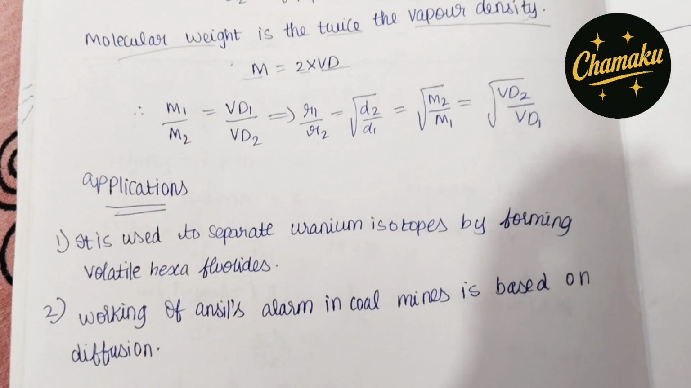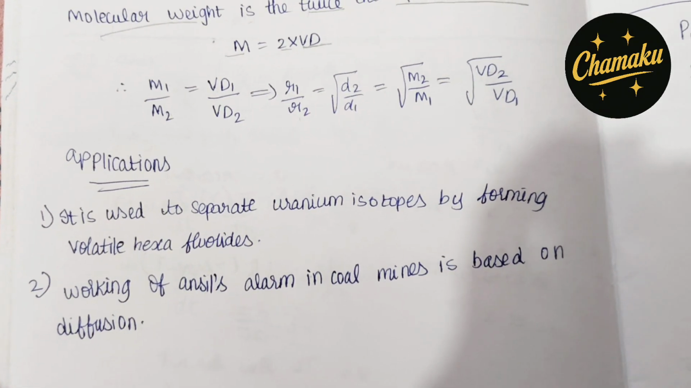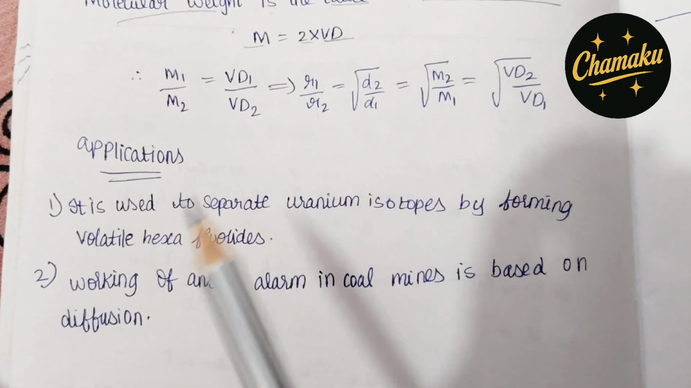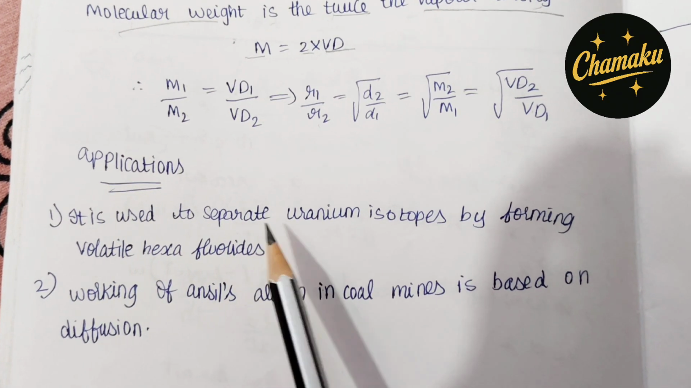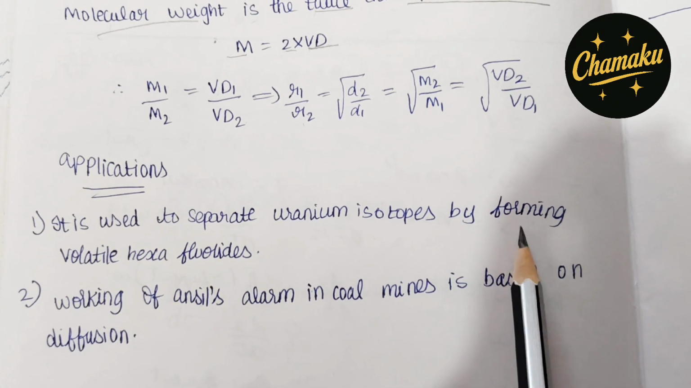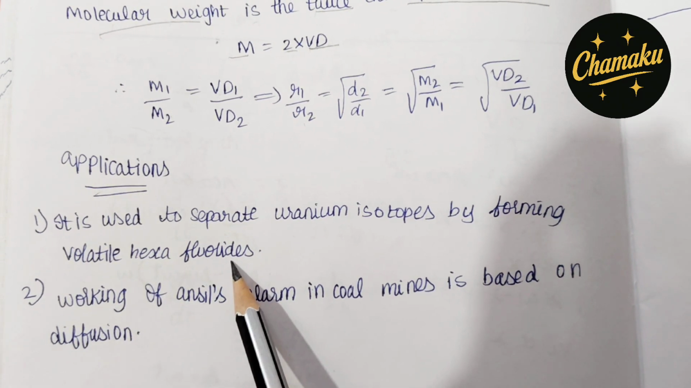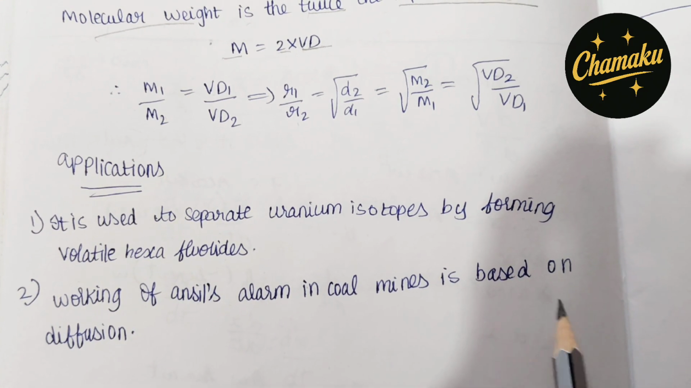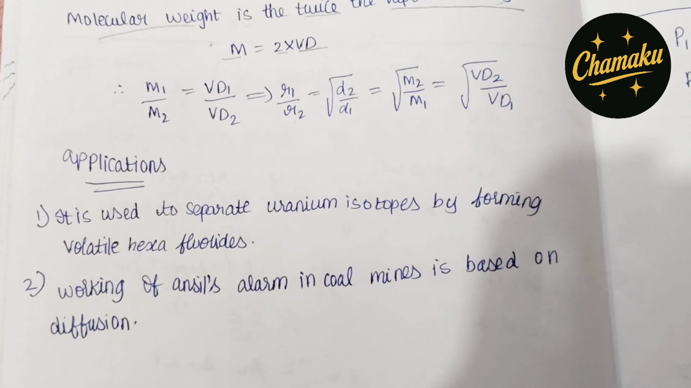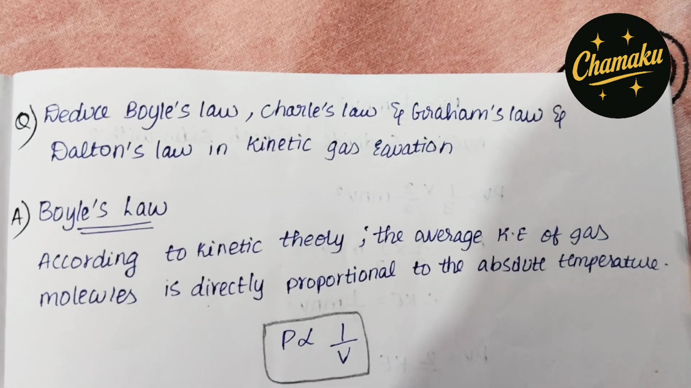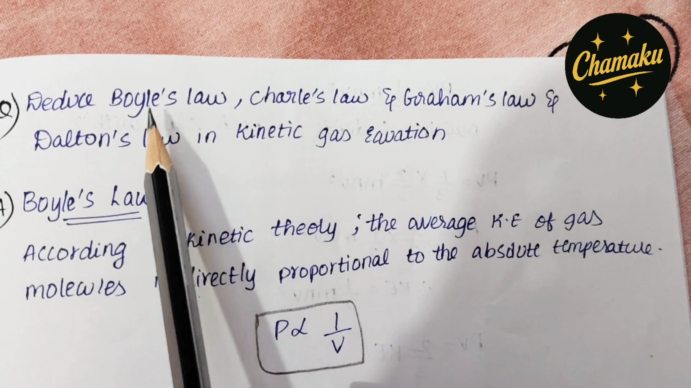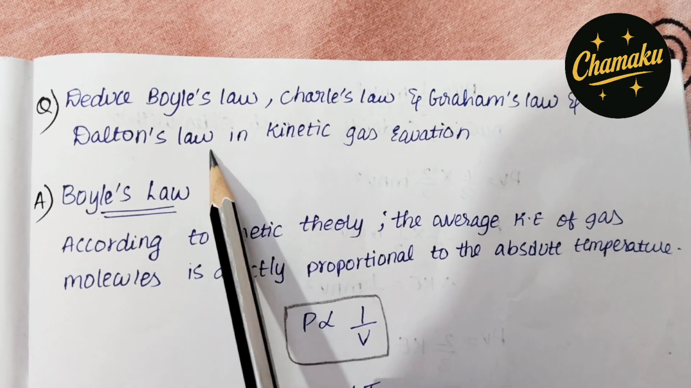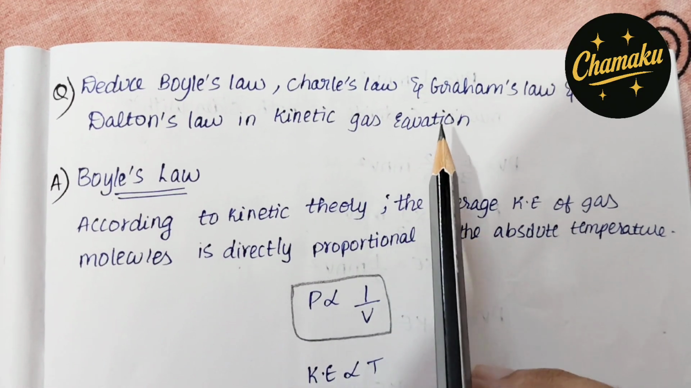So in the question, applications have been asked. So what are the applications of Graham's law of diffusion? It is used to separate uranium isotopes by forming volatile hexafluorides, and the working of Ansell's alarm in coal mines is based on diffusion, okay? So moving on to the next question, deduce Boyle's law, Charles' law, Graham's law and Dalton's law from the kinetic gas equation.